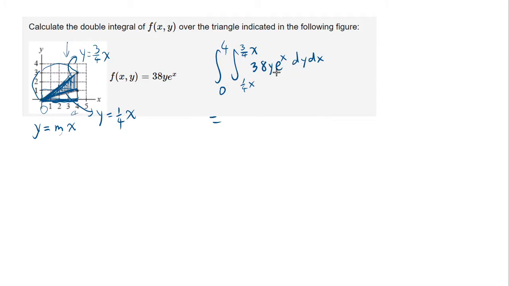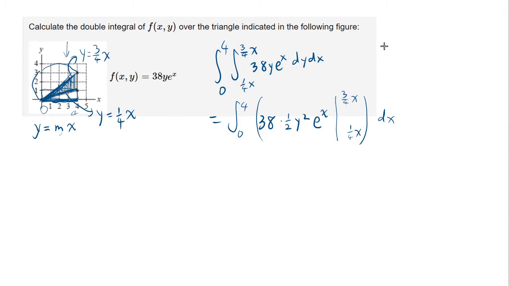Okay, let's integrate by y. Integrating y by y gives you 1/2 y squared, right? And e to the x is considered as a constant because the double integral is like the opposite of the partial derivative. So it's like a partial integral. So you treat e to the x as a constant multiple, which I don't care about. I'm just integrating y, which gives you 1/2 y squared. And then you plug in 3/4 of x and 1/4 of x, and the result again has to be integrated from 0 to 4 of dx.